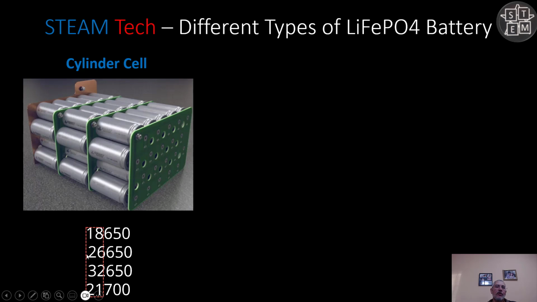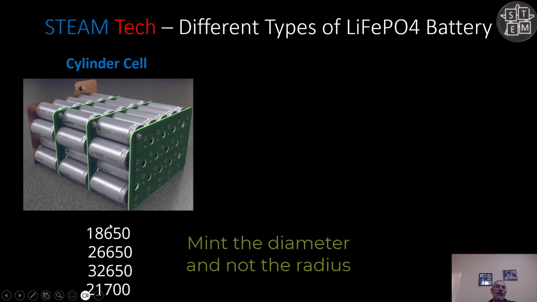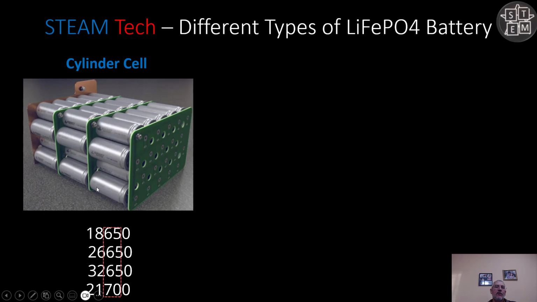So the first digits, basically, it's nothing but the diameter. So this is 18 millimeters, the diameter of the cell. And the next two digits give you the length of the cell itself. So that's how big, and as I said, for different designs and implementation needs, you choose a different type and size of battery.